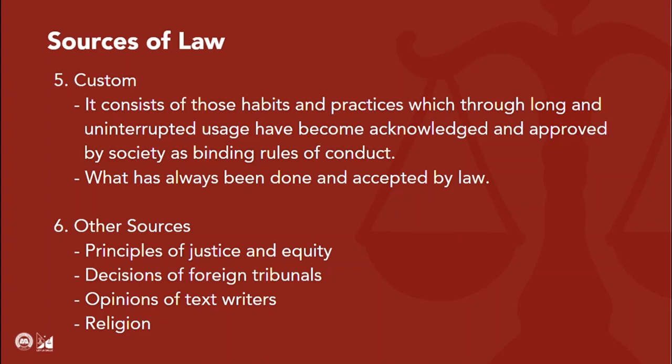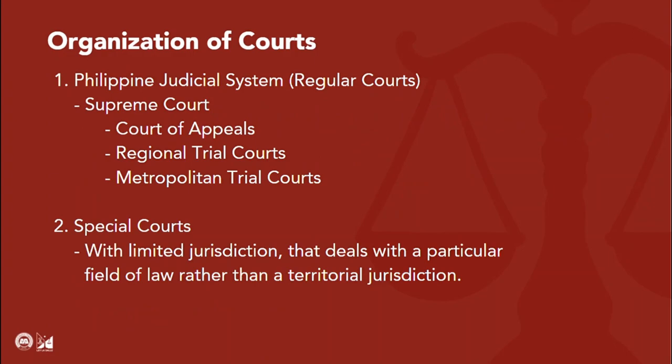The organization of courts in the Philippines is divided into three. First is the Philippine judicial system, second is the special courts, and third is the quasi-judicial agencies. An example of the Philippine judicial system or the regular courts would be the Supreme Court. Under the Supreme Court are the Court of Appeals, Regional Trial Courts, and the Metropolitan Trial Courts.